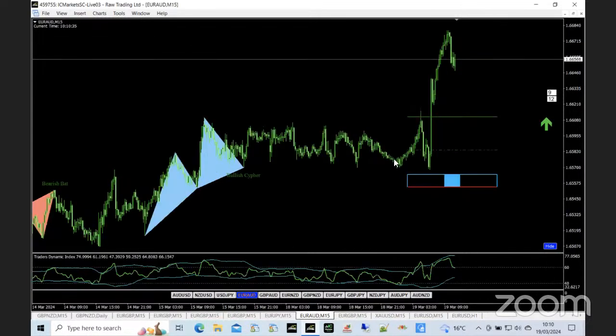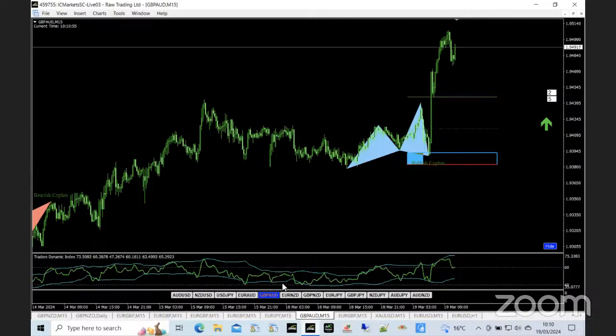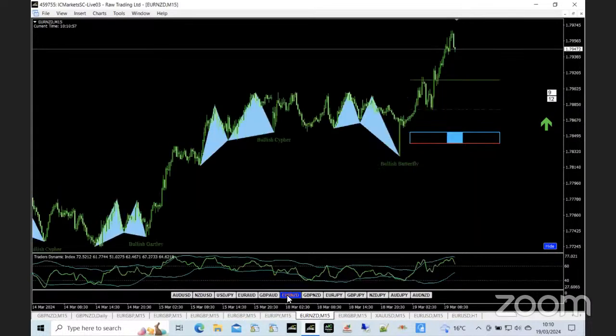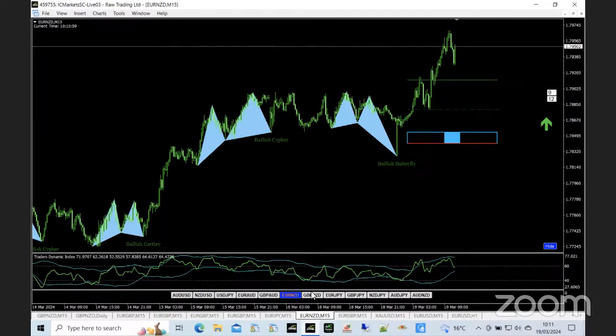And the Euro AUD, it also went up, but we didn't have the chance to go from the box. I mean, if you use some other ways to enter, you would have been able to get into this trade. However, using our strategy, we weren't able to take this trade. So on the GBP AUD, as I said, we have a 1 to 5. On the Euro New Zealand, also, we couldn't take the trade.